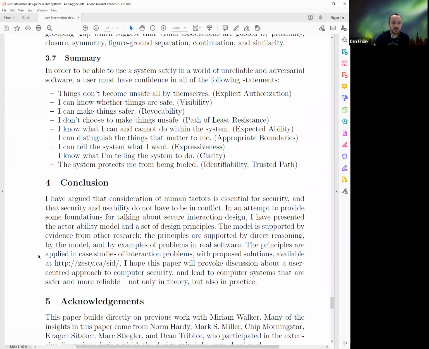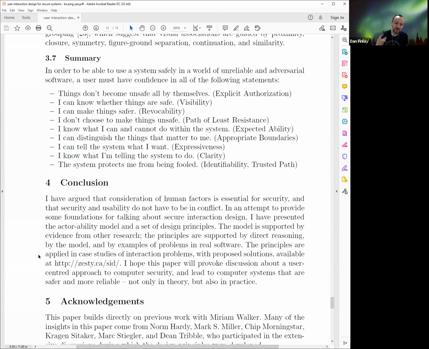Summary. In order to be able to use a system safely in a world of unreliable and adversarial software, a user must have confidence in all of the following statements. Things don't become unsafe all by themselves.